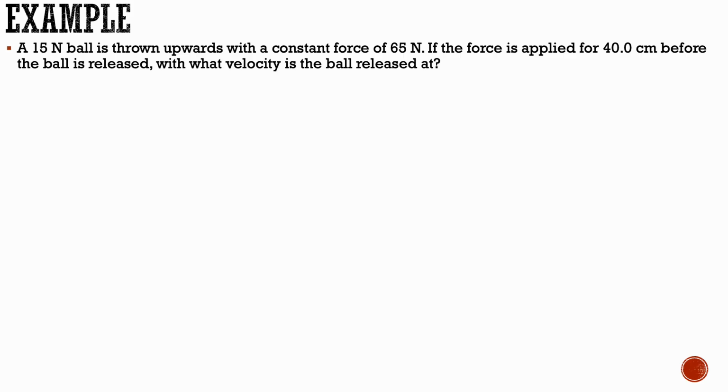A 15 newton ball is thrown upwards with a constant force of 65 newtons. If the force is applied for 40 centimeters before the ball is released, with what velocity is the ball released at? So we have a force applied of 65 newtons. Force of gravity is acting downwards at 15 newtons. We have a distance that we're in contact with the ball for, which is 40 centimeters, which is 0.4 meters. We're assuming we are starting stationary, so our initial velocity is 0, and we're solving for final velocity.